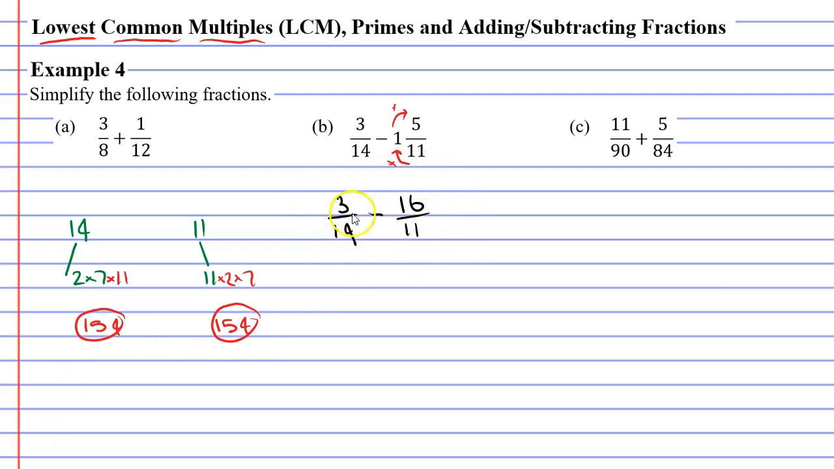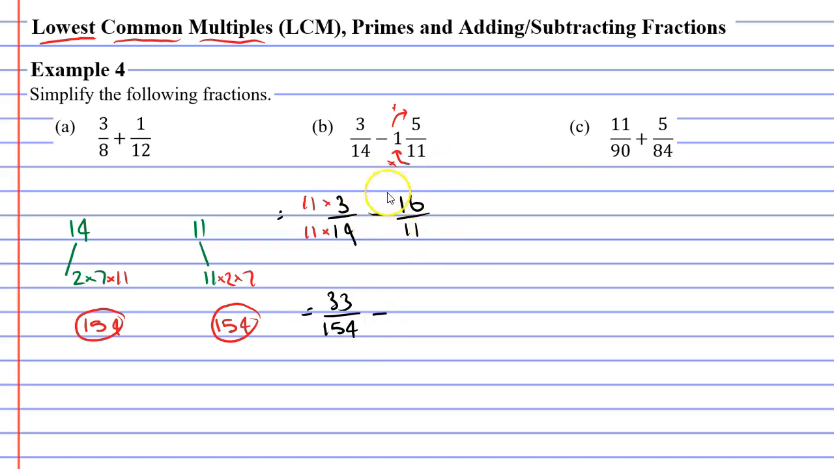Anyway, moving back to the question, we need to make the 14 and the 11 into 154. So what do we multiply these numbers by? Well, all we need to do is look over here on the left. We ended up multiplying our 14 by 11. That's what we can see here in red. So I'm going to multiply my 14 by 11 as well as the numerator, the 3. 11 times 3 will give me 33. And 11 times 14 is 154. So I get my lowest common multiple.